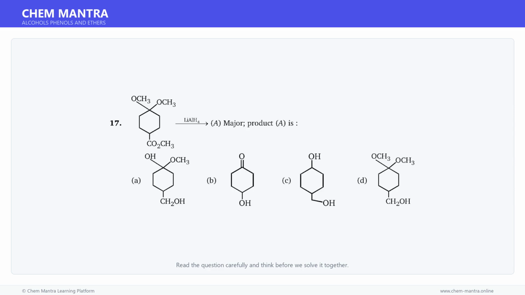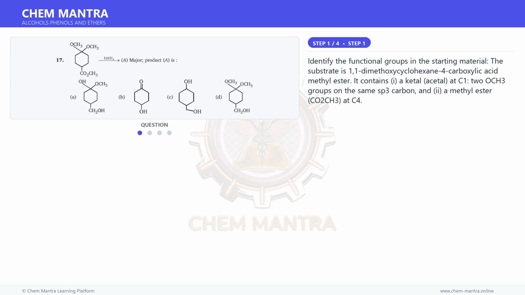Here is a question. Read it carefully and think about the answer. Let us solve it step by step. Let us begin solving this step by step. Identify the functional groups in the starting material.